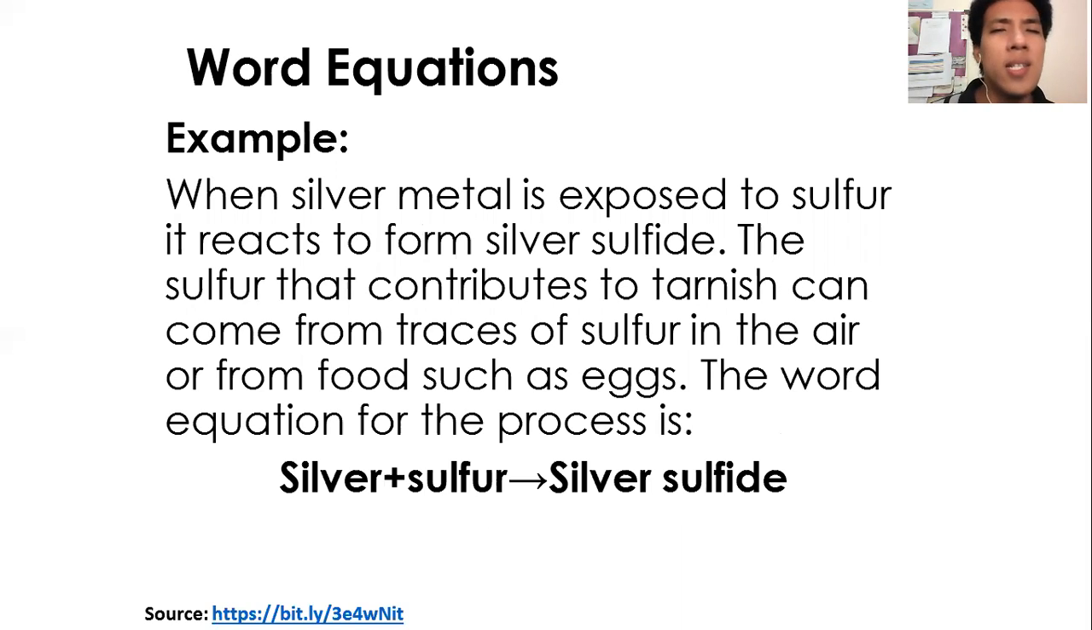When silver is exposed to sulfur, it reacts to form silver sulfide. The sulfur that contributes to the tarnish can come from traces of sulfur in the air. So the word equation for the process is silver plus sulfur, as stated in the given problem. Then we put an arrow going to the right to indicate there's a reaction. And we write silver sulfide, because that is the outcome of exposing silver metal to the sulfur.